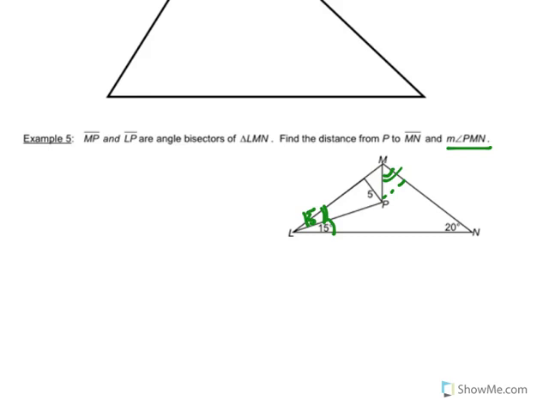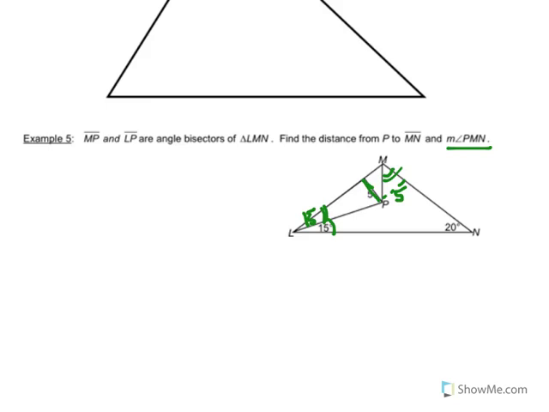And we know that since P is where the two angle bisectors meet, this distance of 5 is going to be the same as this one right here. So it's going to be a distance of 5 from P to MN.